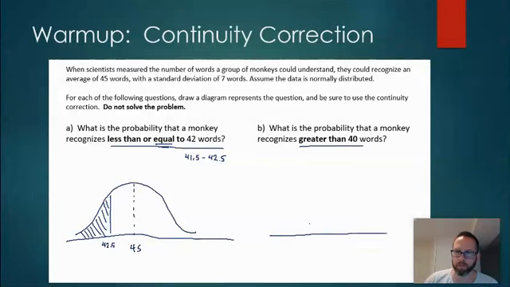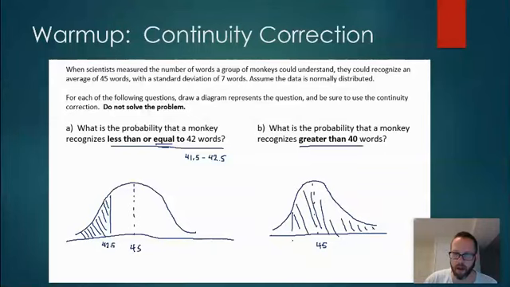How about the next one? Greater than 40 words. So it'd be something like so. But what value is your cutoff value? Well, it's greater than 40. So we're not including 40. 40 is 39.5 to 40.5 as a range of values. And we are not including that. We just want greater than 40, which means our lowest cutoff is 40.5. And that's how you would solve those problems.